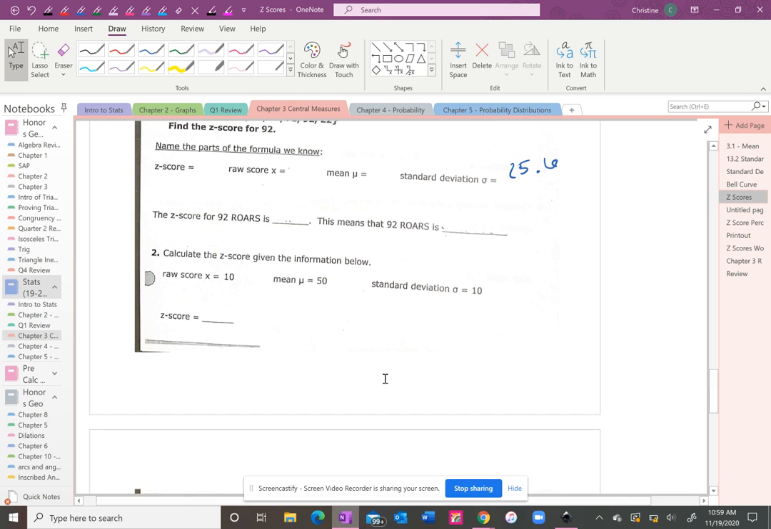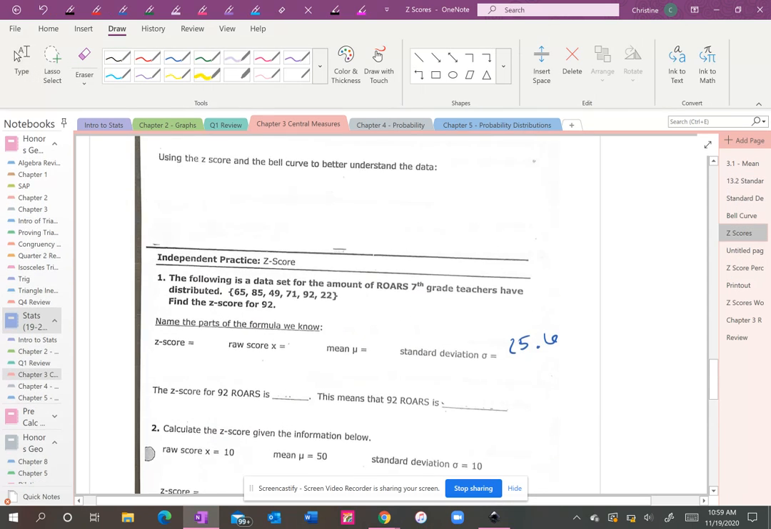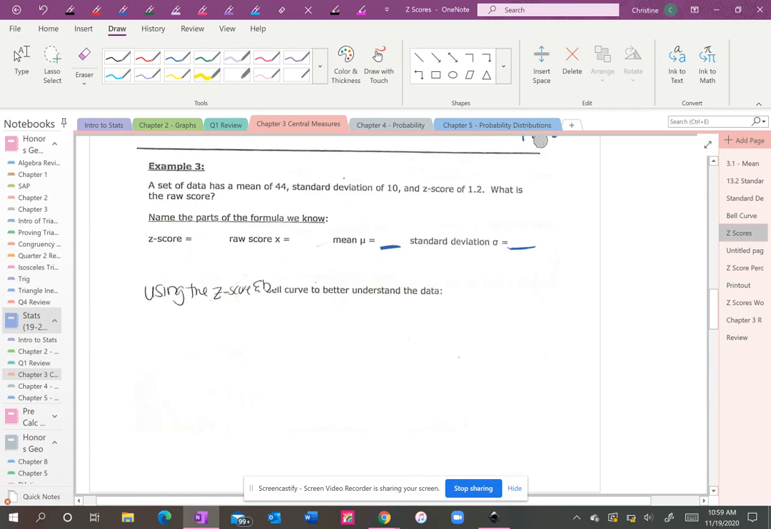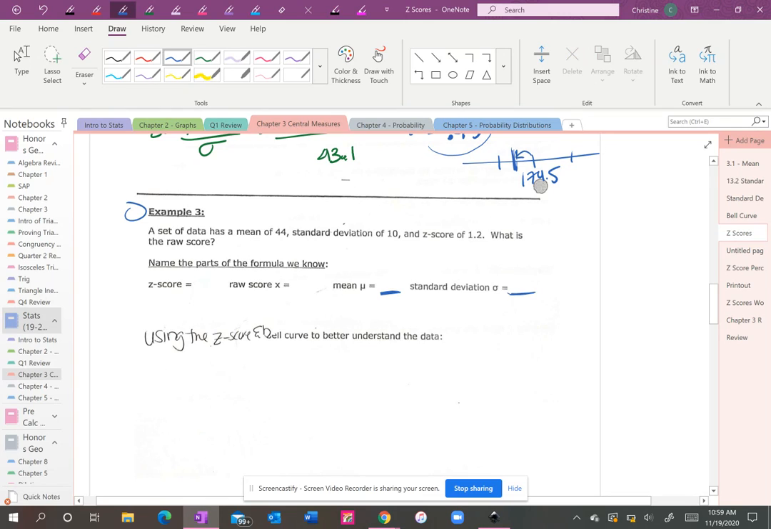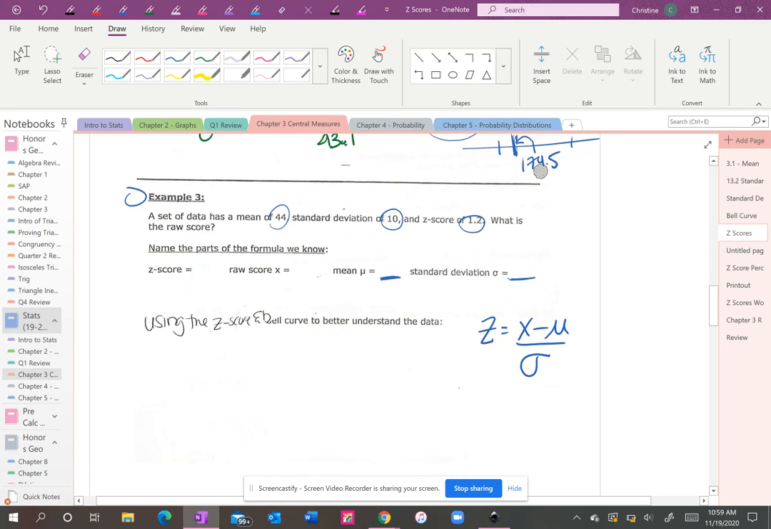All right, so this is the question that I forgot to do, and it's just how to use the z-score to work backwards. So example 3, we're going to have to work backwards. So here's your formula for the z-score. It's x minus mu over sigma. And in this case, they are already giving you the average, the standard deviation, and the z-score. So you're going to have to work backwards here.